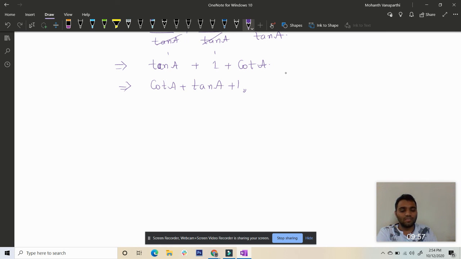What we did is we took the LHS part and simplified it to the RHS. Finally, we got LHS is equal to RHS. Hence, we proved the statement.